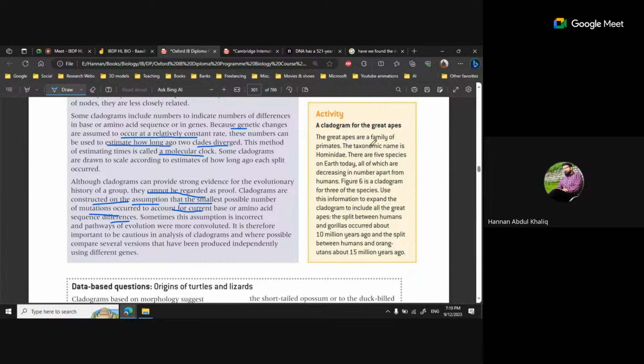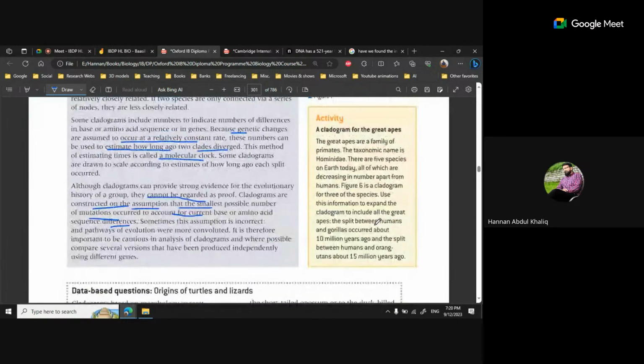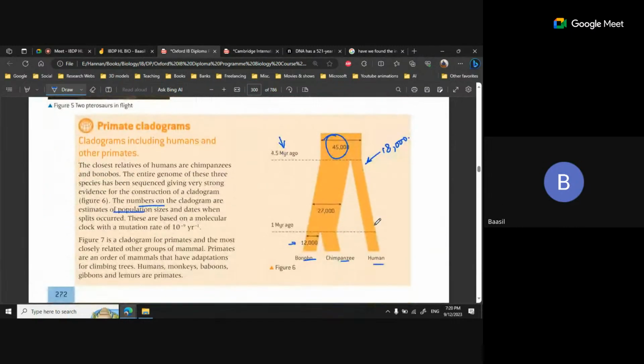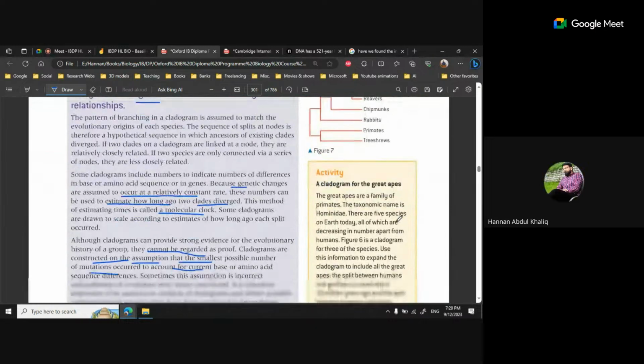The great apes are a family of primates, taxonomically Hominidae. There are five species on Earth today, all of which are decreasing in number apart from humans. Cladogram for three of the species. Use this information to expand the cladogram to include all great apes. Okay, figure 6. You may use it for that.